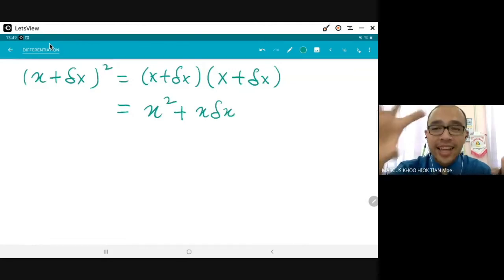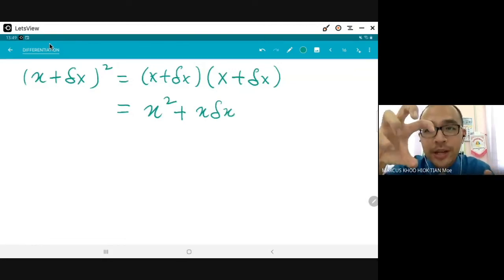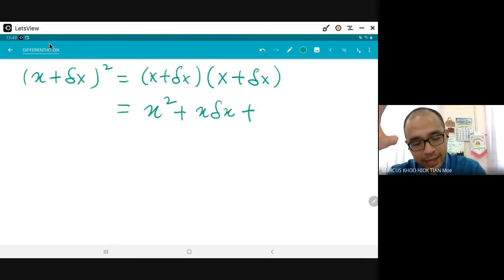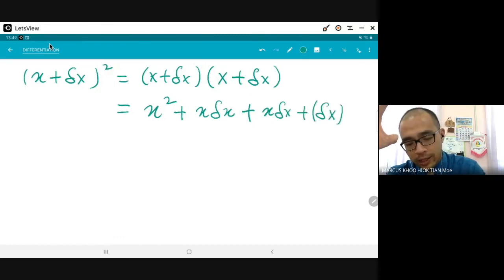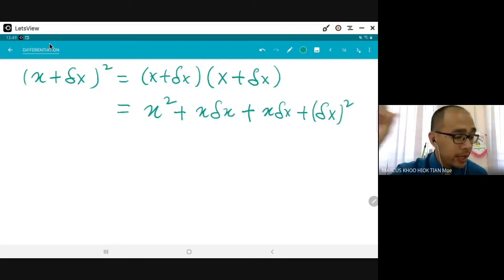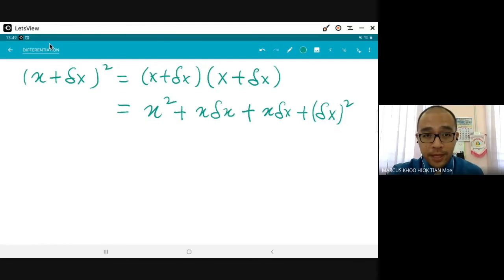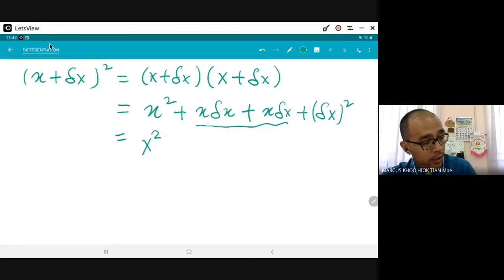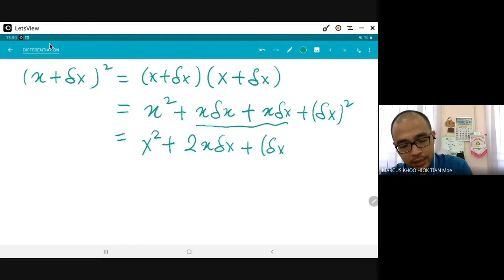You cannot, del x dia tidak boleh dipisahkan. Dia memang satu benda itu. So x del x, plus del x times x will also be x del x. And then lastly, you will get del x, the whole thing squared. Del x times del x will be del x squared. So ini akan memberi saya x squared plus 2x del x plus del x squared.